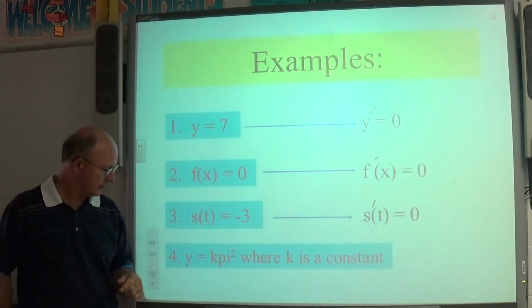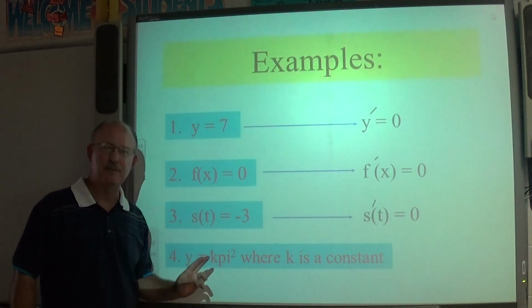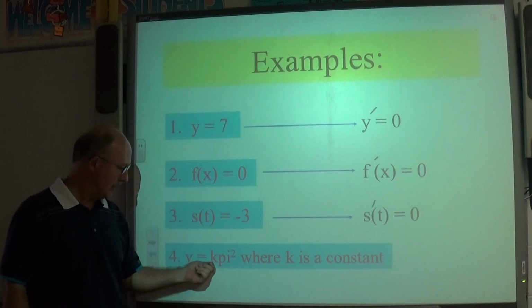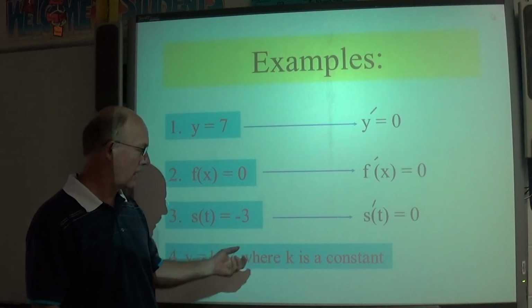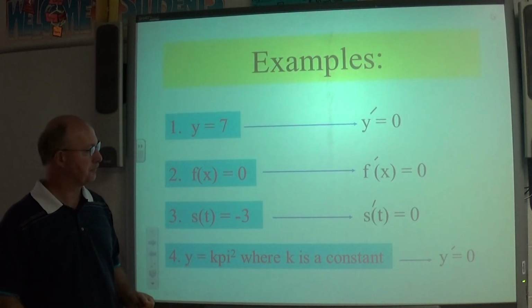What about something like this? y equals k pi squared, where k is a constant. I use pi for pi. Now, if k is a constant, not a variable, you've got a constant here. The derivative, you're right, is 0. So y prime equals 0.